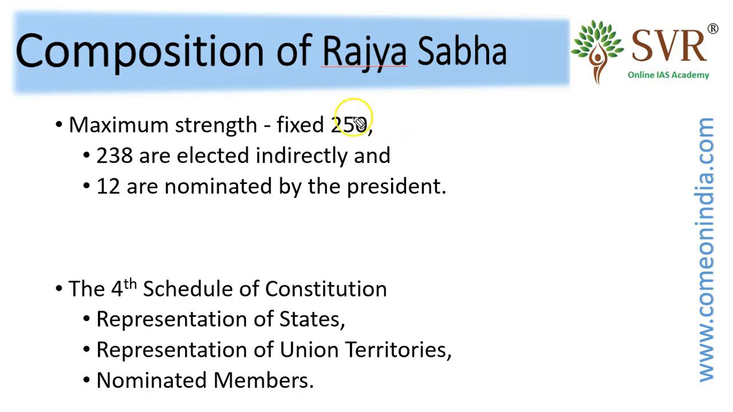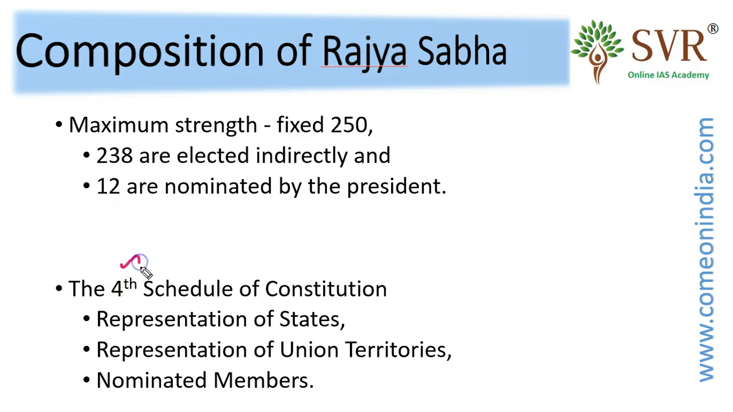The maximum strength of Rajya Sabha is fixed at 250 members. Among the 250 members, 238 are elected indirectly. Do note down, for Rajya Sabha, indirect election is preferred, whereas for Lok Sabha, direct election is preferred. And the President of India has the power to nominate 12 members to the Rajya Sabha. The 12 members will be eminent persons in their own field.